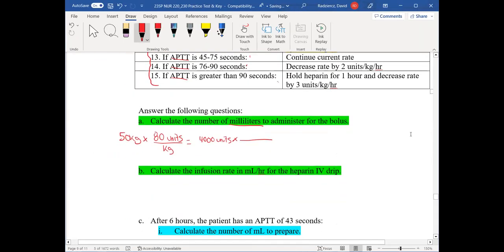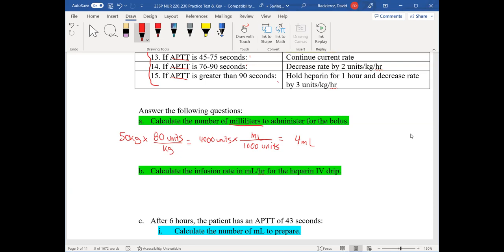So I'm going to come back down here. 1,000 units per milliliter. I'm going to put that in my calculator. I'm going to get 4 milliliters. That's supposed to be units, not unals. Okay, units. So that's how you would calculate for the bolus.